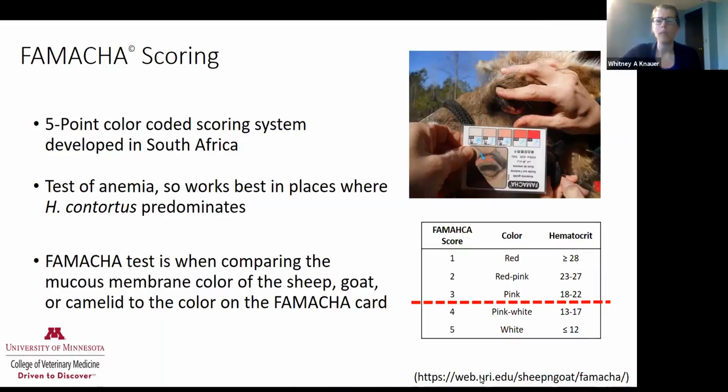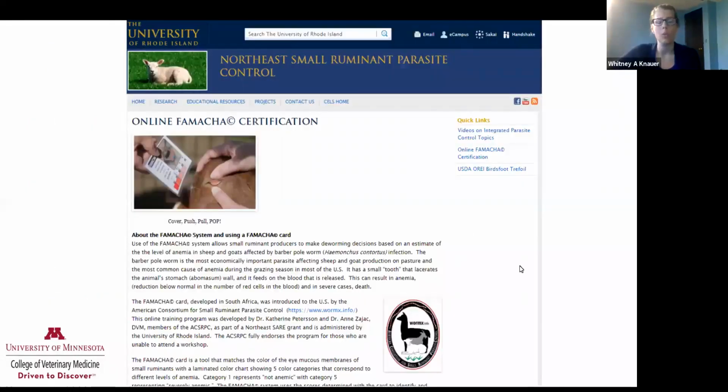It's worth noting that, working with your veterinarian, you yourself can get a Famacha card, or you can go to the University of Rhode Island website and do their online certification and get certified, get a Famacha card, and start using it in your herd or flock.